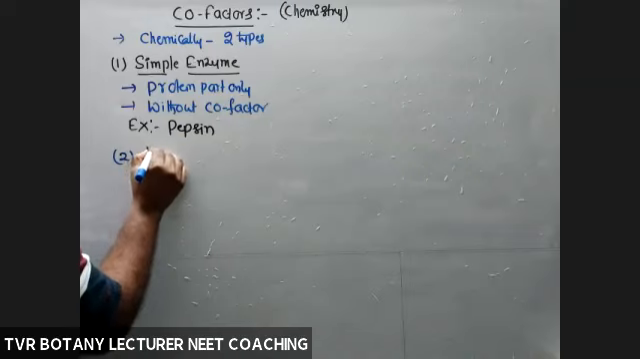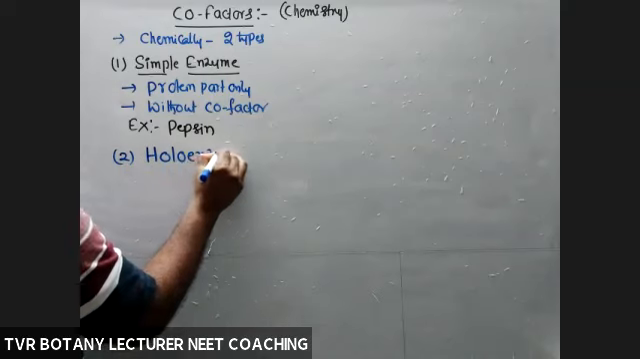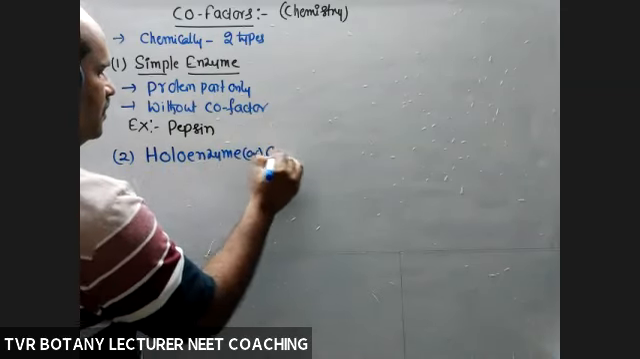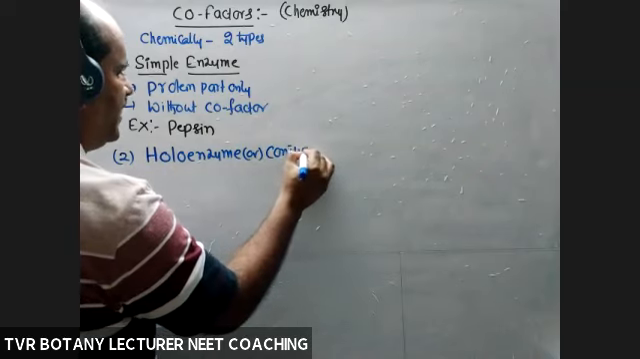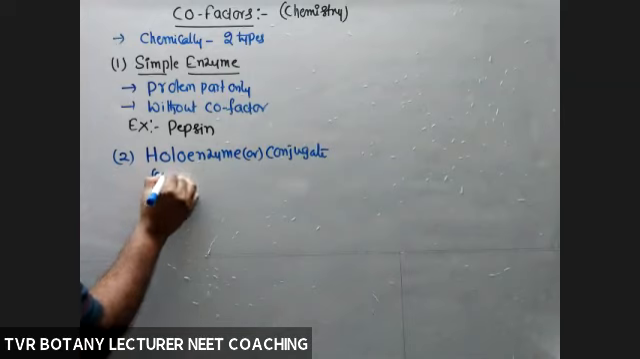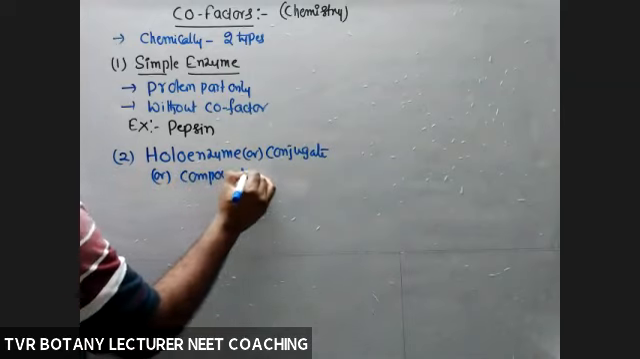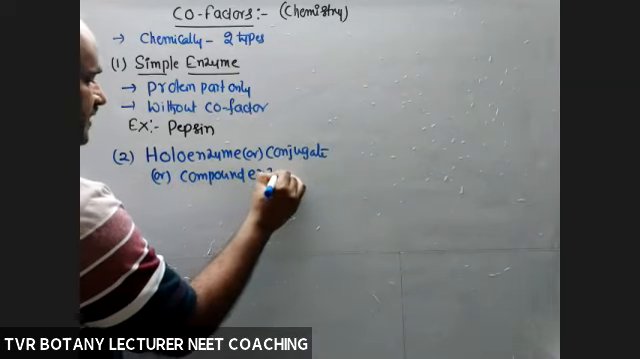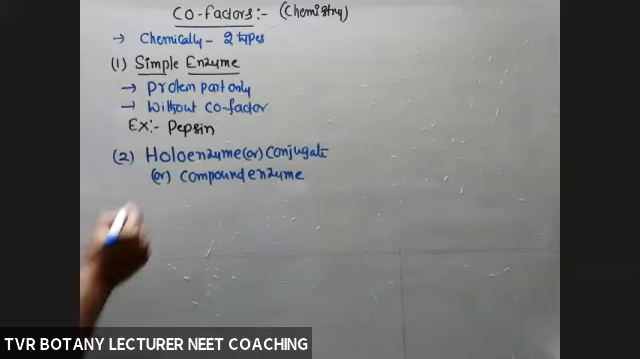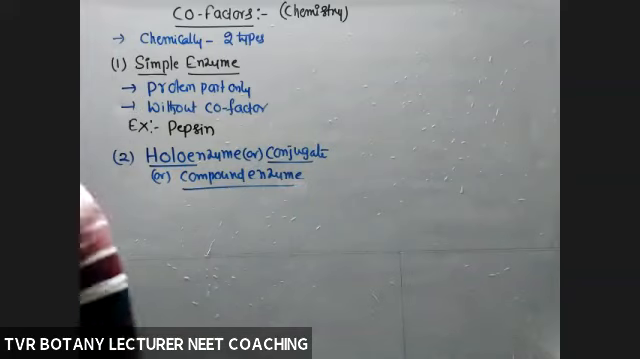And the second type, conjugate enzyme, holoenzyme, or compound enzyme. This is also not given in your textbook, but it is very, very important for NEET from here onwards. Holoenzyme, compound enzyme. What is this holoenzyme or compound enzyme?